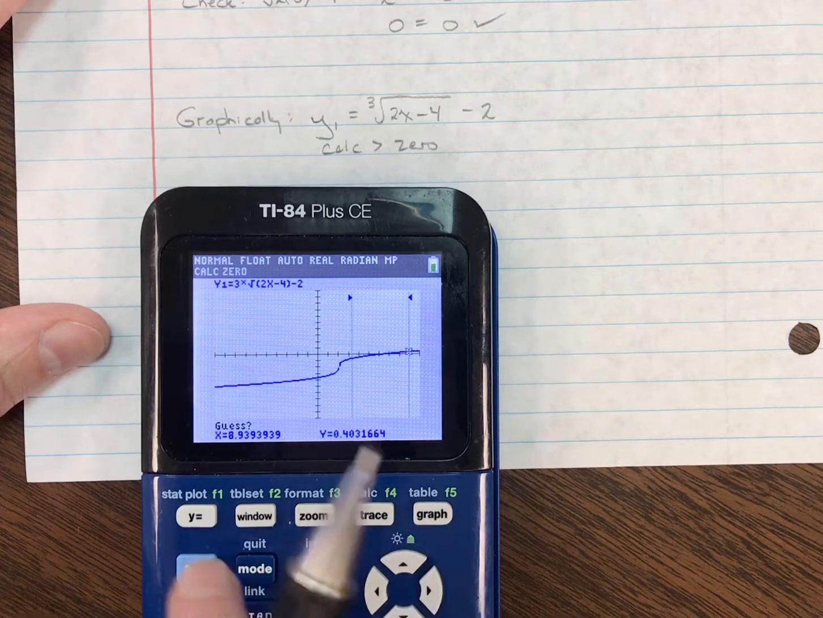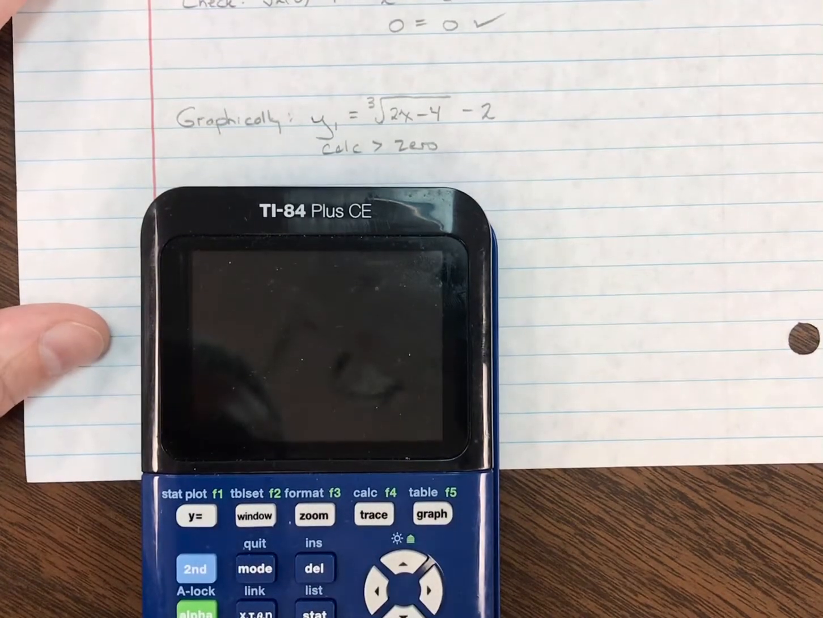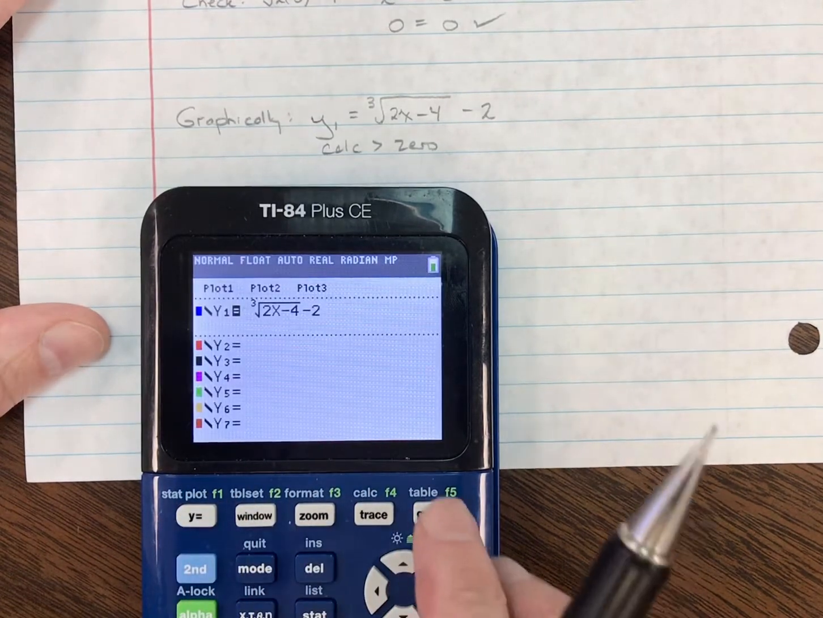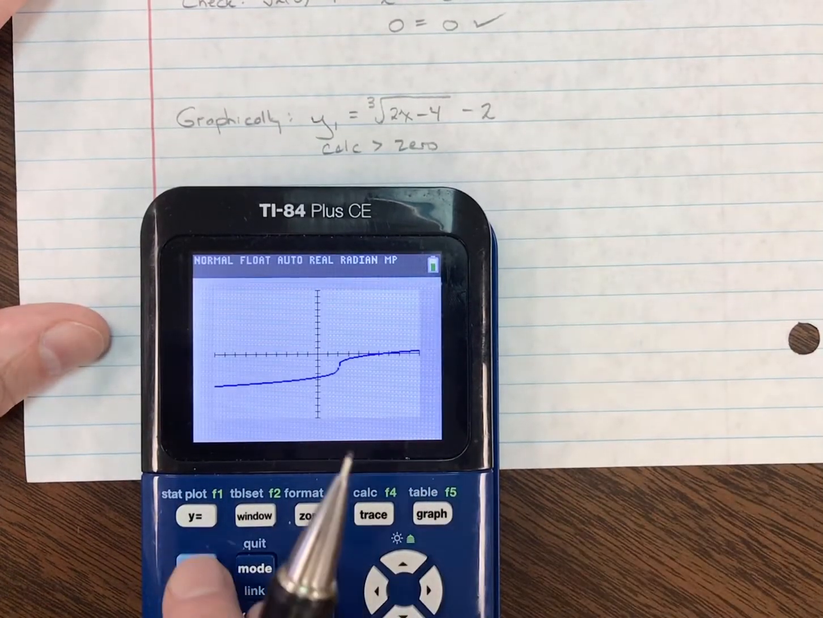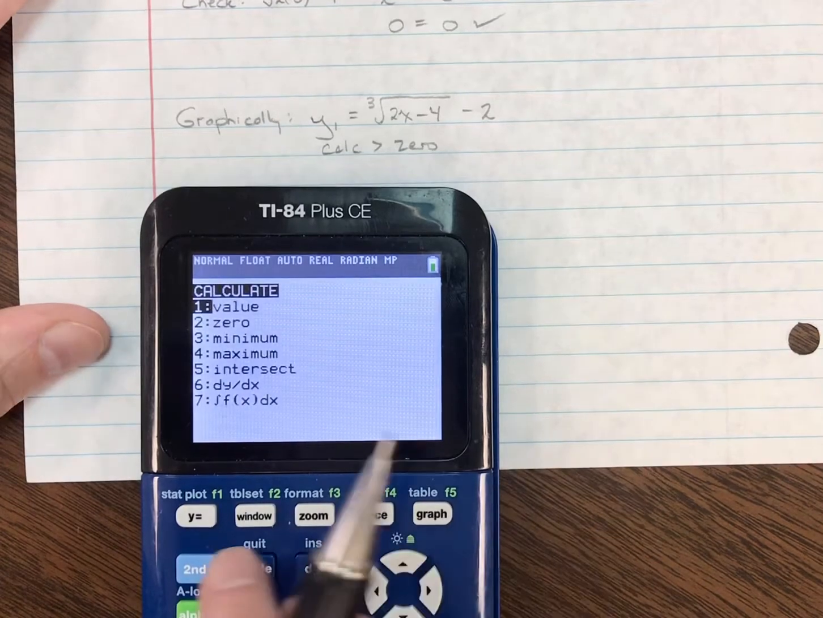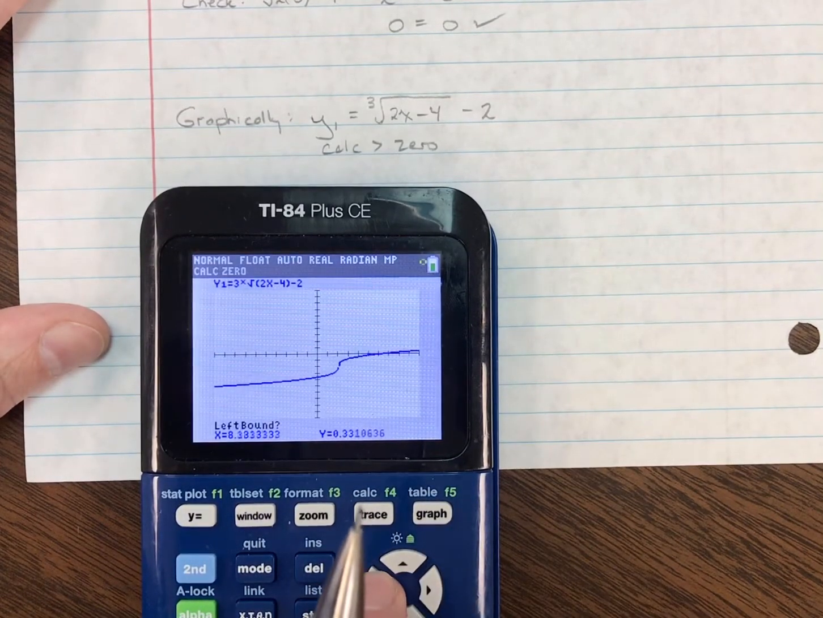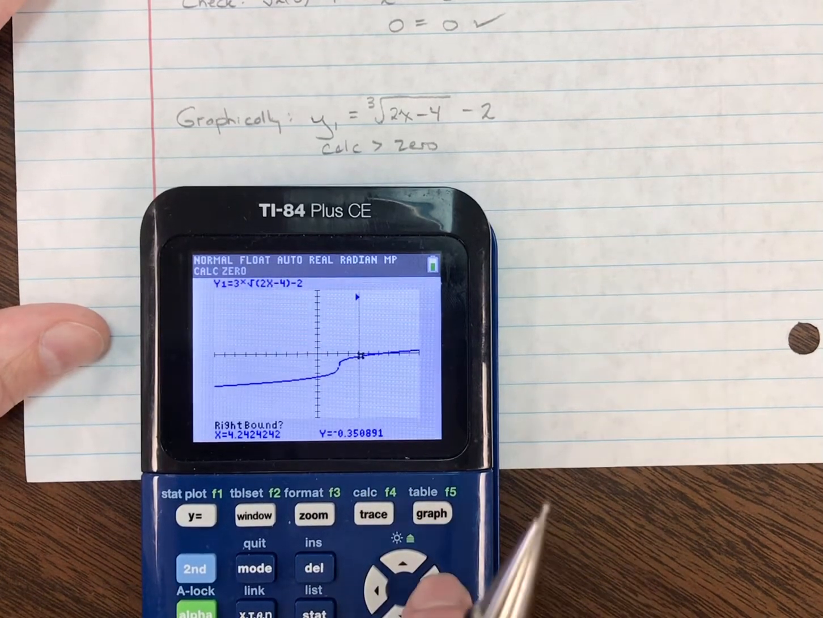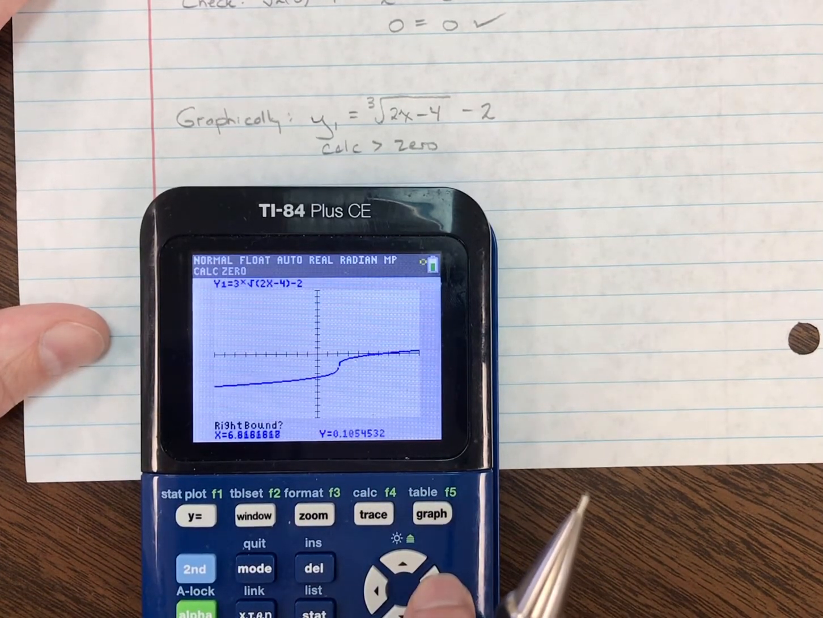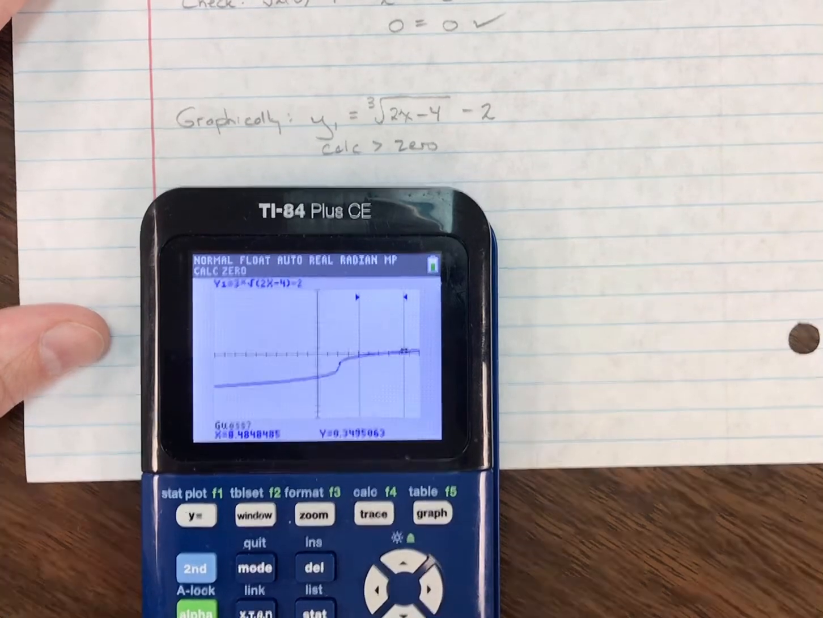I'm going to try it again. So let me turn it off, and I'll turn it back on. Go to y equals. I'm good there. Let's graph it. I've got a graph. Let's try again. Whoops. Second calc 0. Okay, left bound is to the left side of where I think the 0 is. Right bound is to the right side. And let's take a guess.